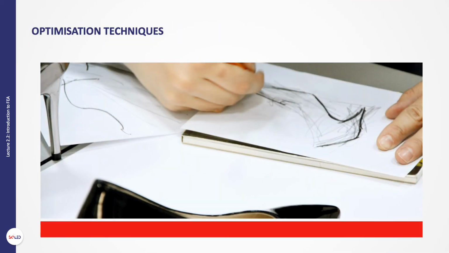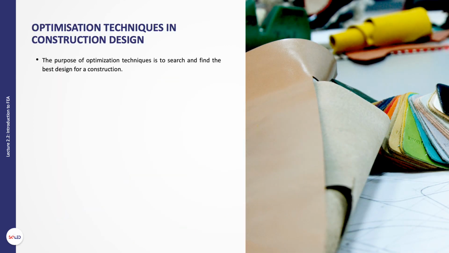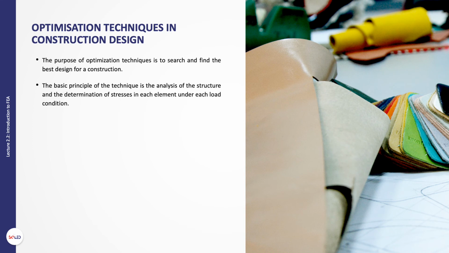Optimization techniques in construction design. The purpose of optimization techniques is to search and find the best design for a construction. By setting some constraints, such as a limit on the developing stress as well as a goal, such as the minimum construction volume, we can determine the geometry of the construction that satisfies the constraints and achieves the goal. The basic principle of the technique is the analysis of the structure and the determination of the stresses in each element under each load condition.